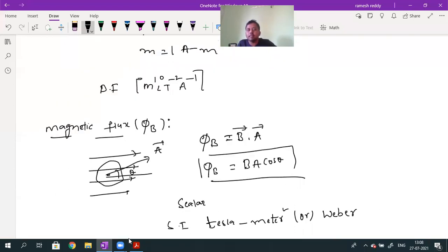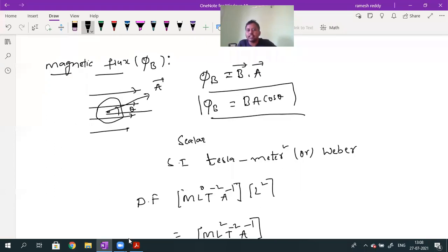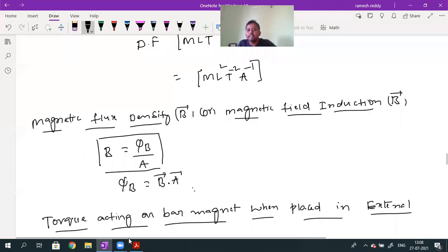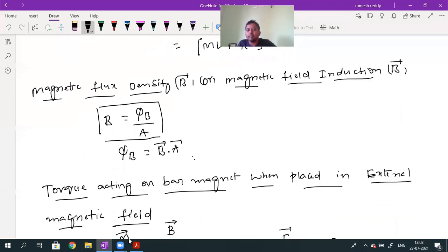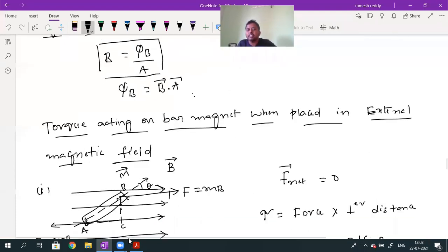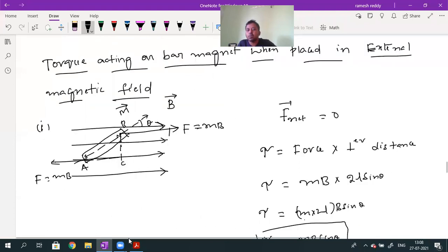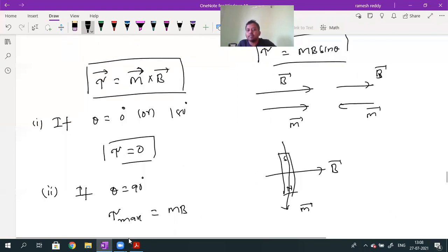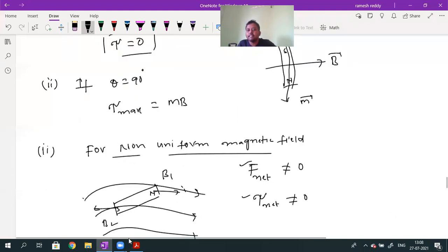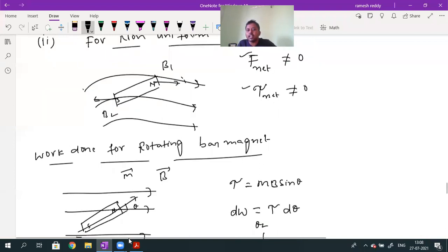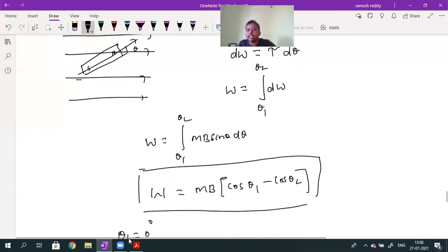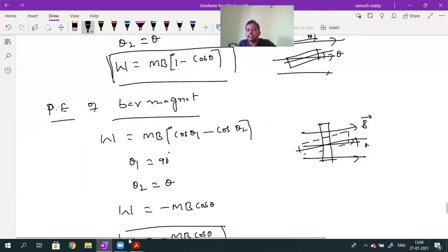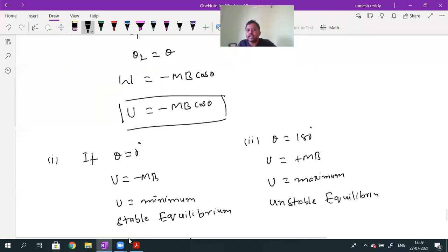Today's class I started with magnetic flux. What is magnetic flux? And what is the magnetic flux density? What is the torque acting on a bar magnet placed in an external uniform magnetic field? Torque acting on a bar magnet in a non-uniform magnetic field. What is the work done for rotating the bar magnet in an external uniform magnetic field? What is the potential energy of a bar magnet placed in an external uniform magnetic field?